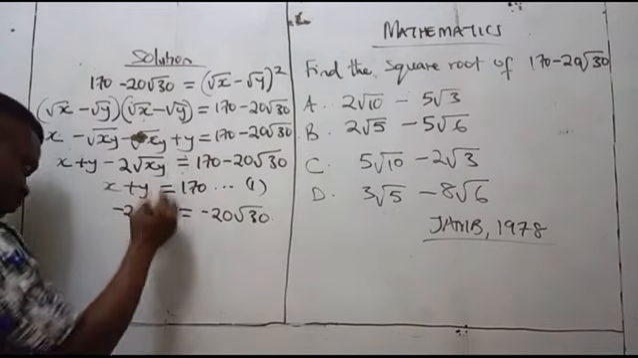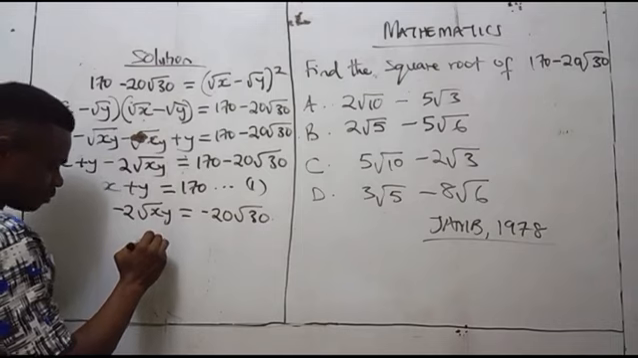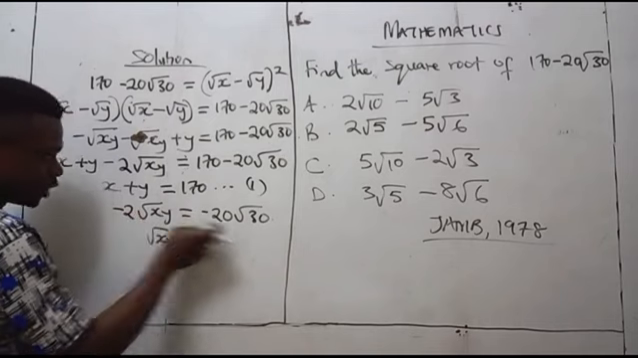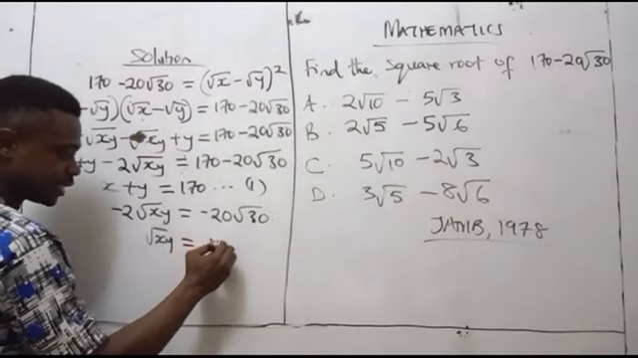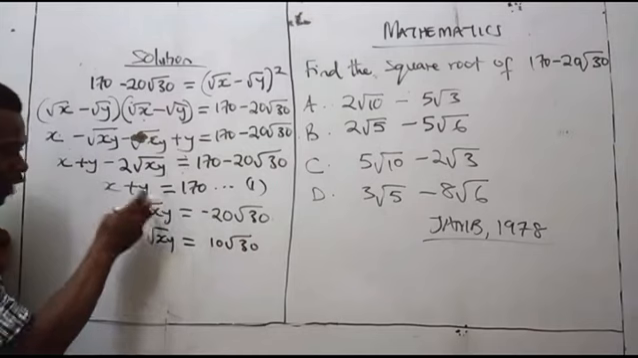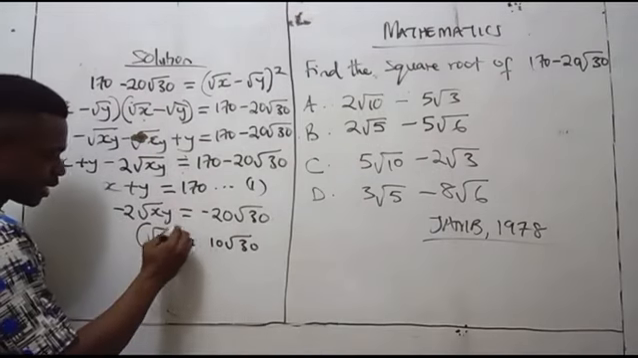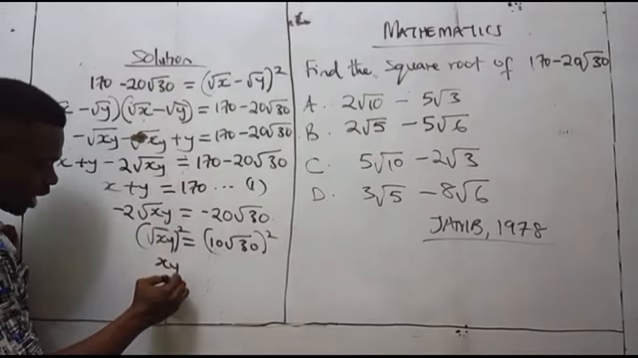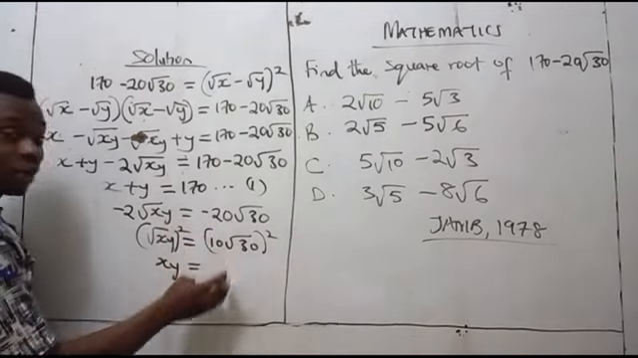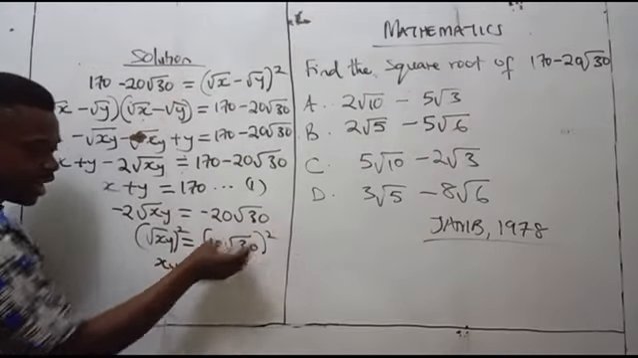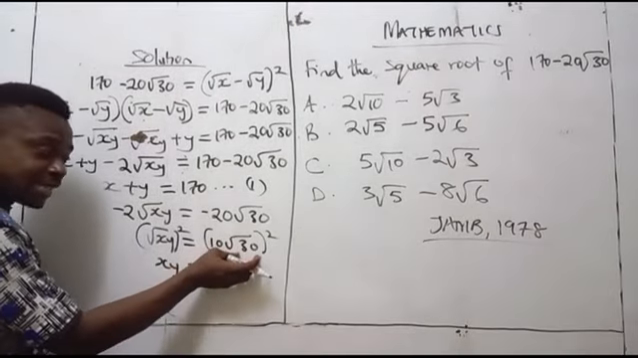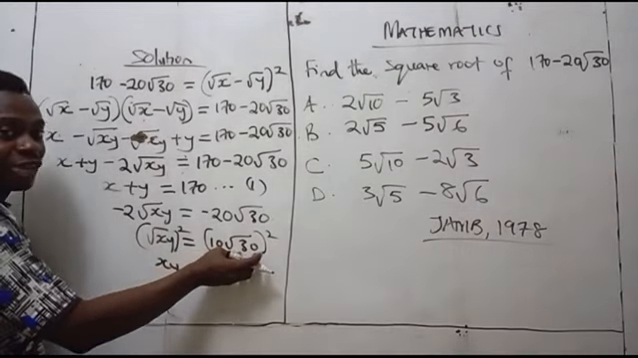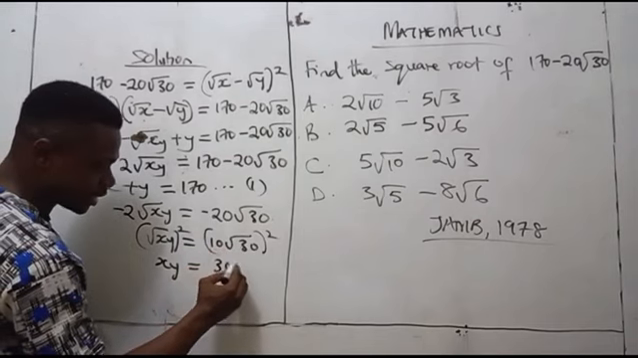So let's move a step deeper. Root xy will now become equal to what? Minus 2 divided by minus 20 gives us 10 root 30. So if we square both sides now, this will give us automatically xy is equal to what? If you square this, 10 squared is 100. Root 30 squared is 30. So we have 100 times 30 to give us 3,000.